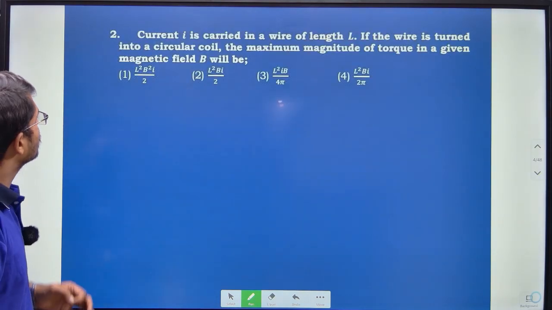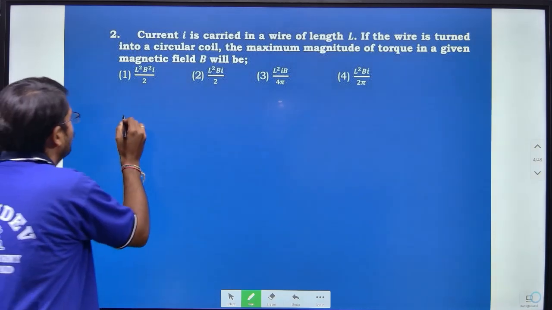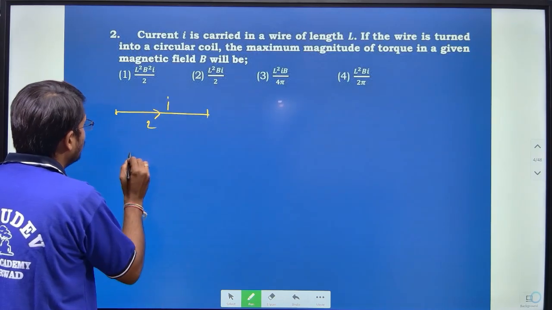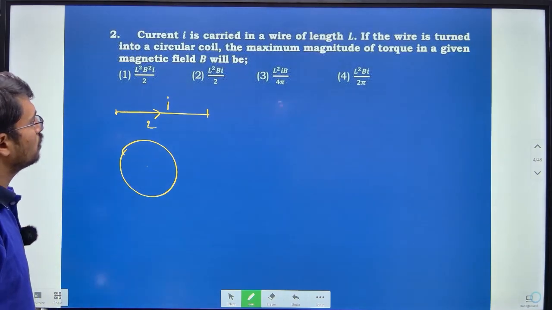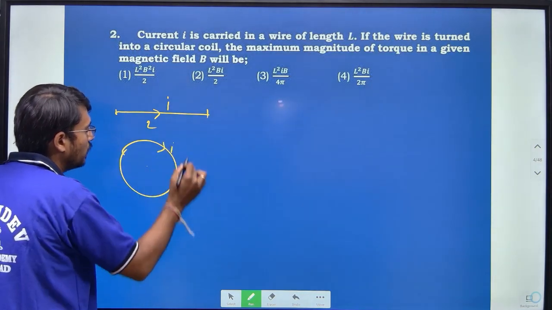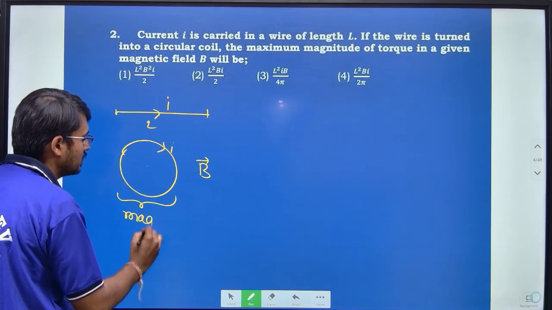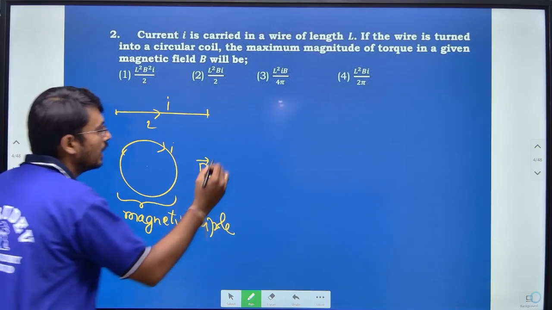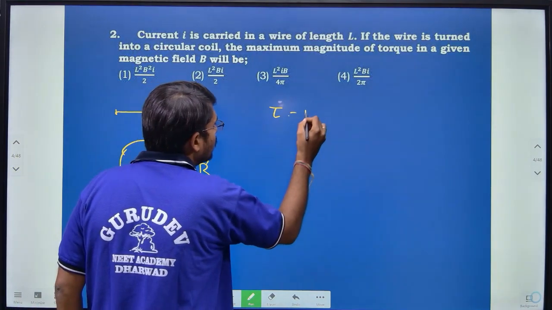Next, current I is carried in a wire of length L. If the wire is turned into a circular coil, what is the maximum magnitude of torque in a given magnetic field B? This coil is a magnetic dipole. If a magnetic dipole is placed in a region of magnetic field, it experiences a torque given by m cross B. For maximum torque, it is just m into B.